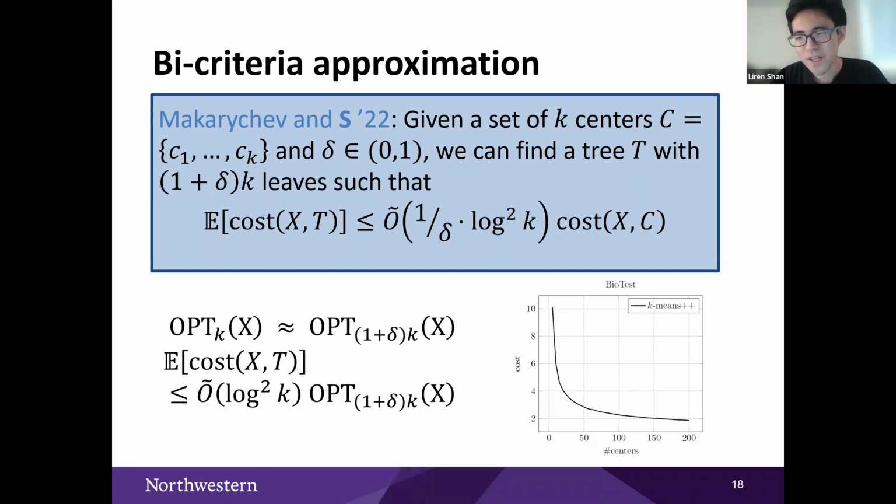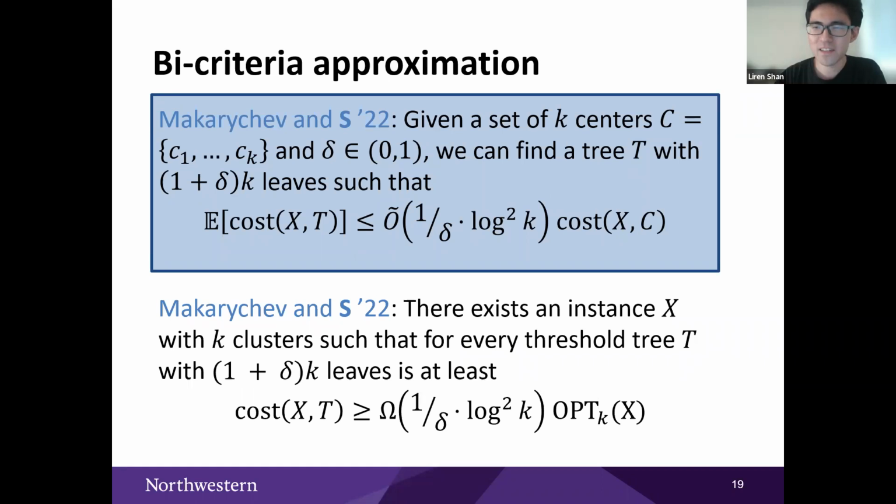In practice, we usually use the elbow method to choose the number of clusters k. The elbow method provides that the optimal cost for k centers is approximately close to the optimal cost for (1 plus delta) k centers. Thus, in this case, our algorithm provides a threshold tree T with (1 plus delta) k leaves, such that the cost is at most order log squared k times the optimal cost for (1 plus delta) k centers.